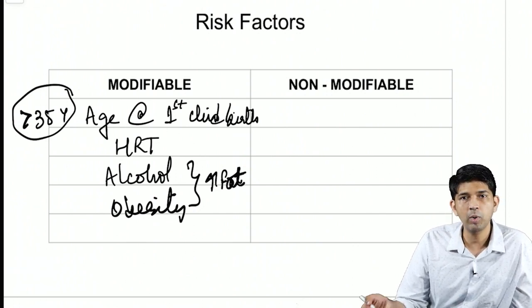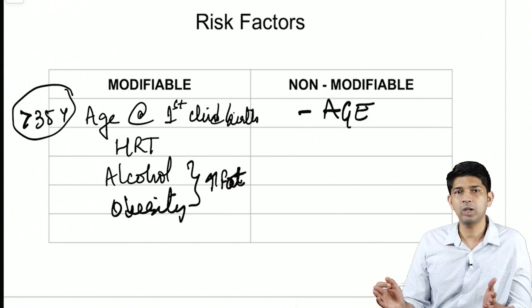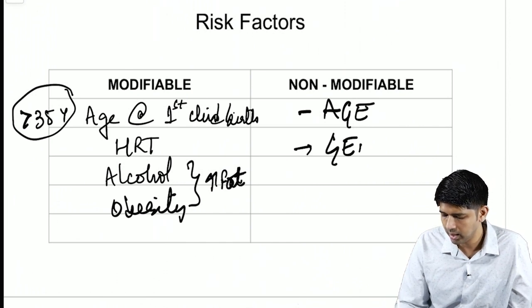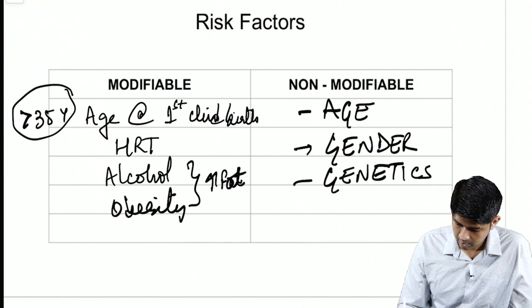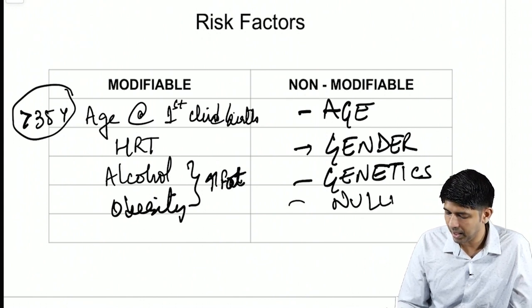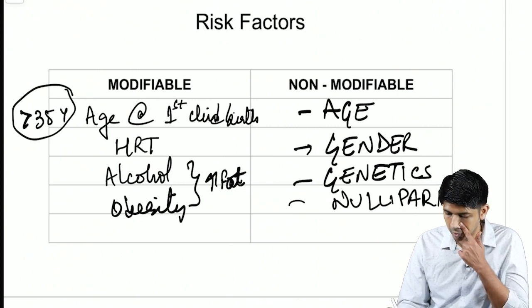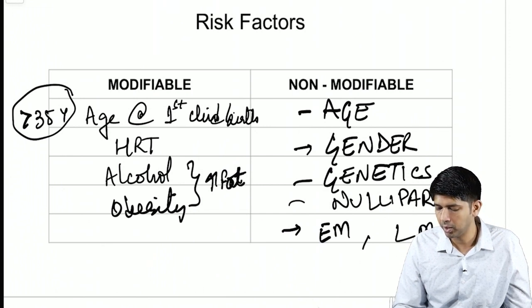So what are the non-modifiable risk factors? Age of the patient is not under your control. You will age as days progress, so that is not under your control. So is gender, genetics, nulliparity. For some reason, if there is infertility, again that is not under their control. Early menarche, late menopause.